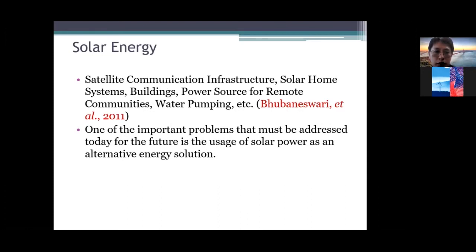So one of the most important problems that we should address with solar PV is the increasing of the efficiency of solar, of which I'm going to discuss later. And with due respect to solar energy, here are some of the advantages of using solar energy.